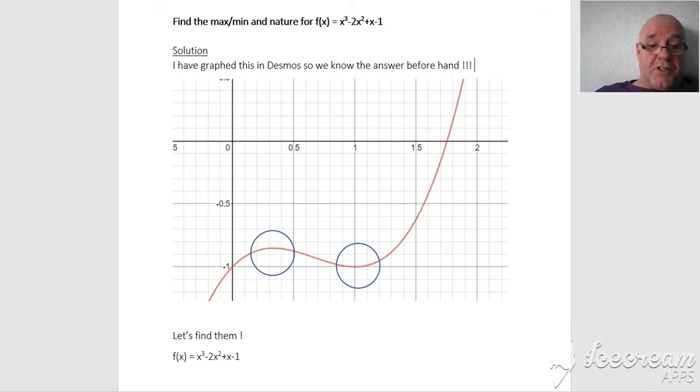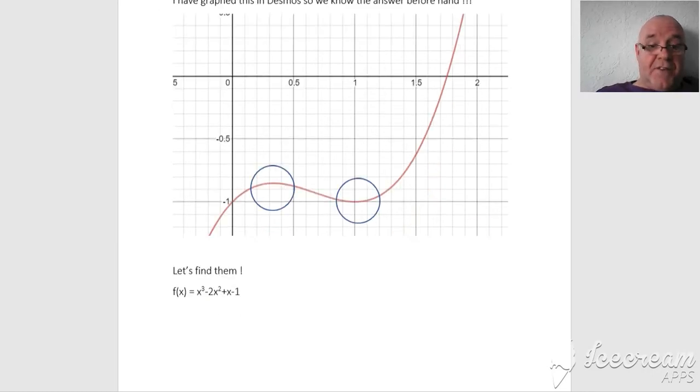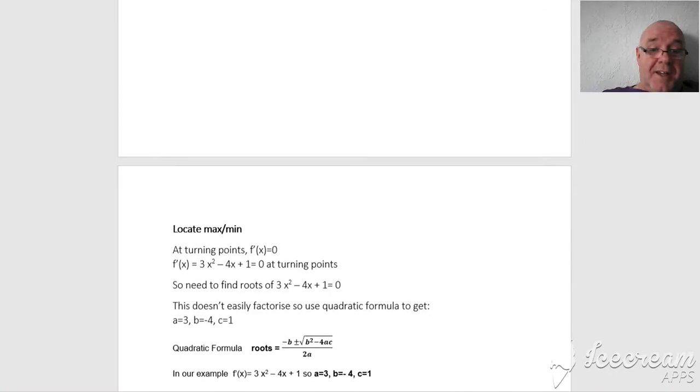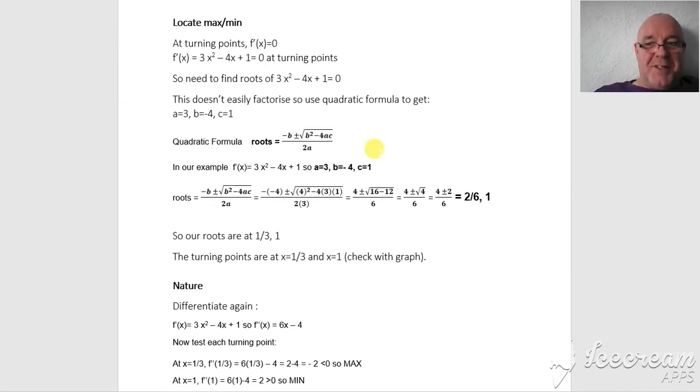So x cubed minus 2x squared plus x minus 1. It looks as though one of them is at 1, negative 1. That looks as though it's the minimum. And the local maximum looks as though it's, about what would you say, 0.3 or something? And that looks about negative 0.75, 0.8, something like that. Well, let's find out. So you should be able to just talk everybody through this now. You really shouldn't need me anymore.